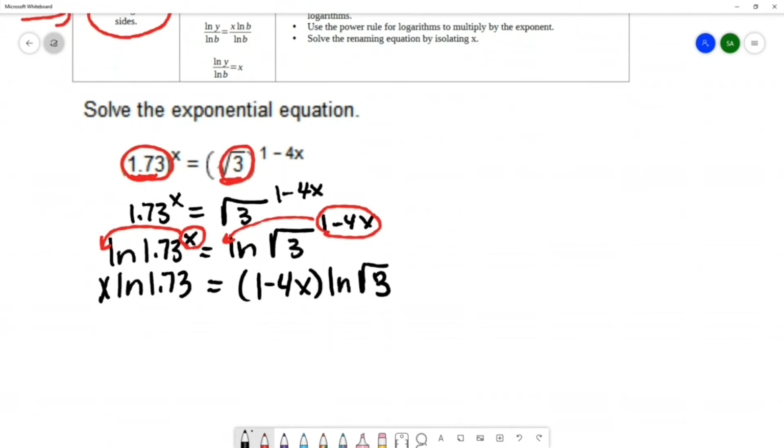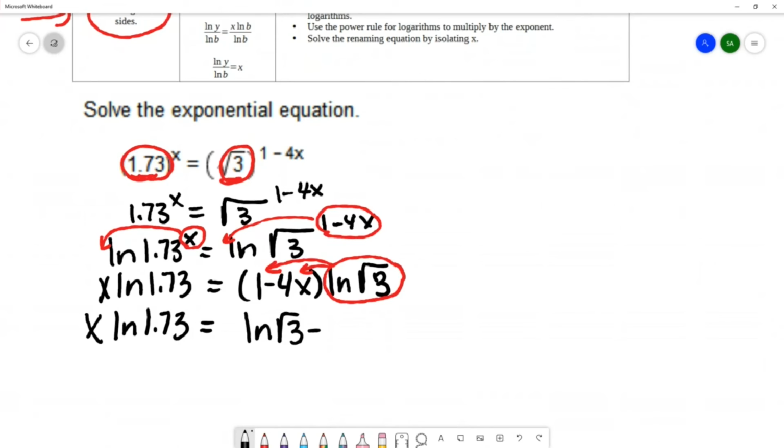Next, I'm going to use the distributive property so that I can get rid of these parentheses. I'll use that distributive property and multiply natural log square root of 3 to both terms in the parentheses. That will give x natural log of 1.73 equals natural log square root of 3 minus 4x natural log square root of 3.